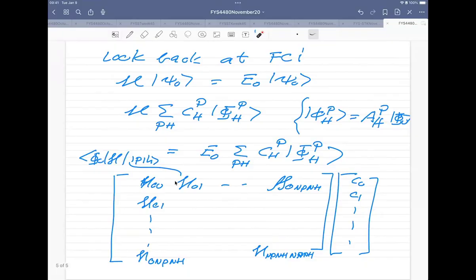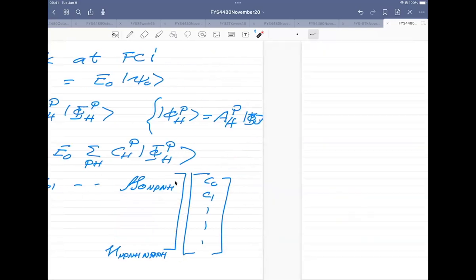Now, I promised you a kind of boring exercise which is not convenient from a computational point of view, because you end up with a set of nonlinear equations for the unknown coefficients C HP. Does that sound okay? Any questions so far?